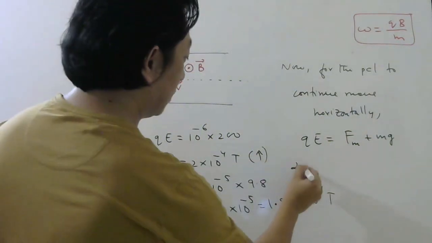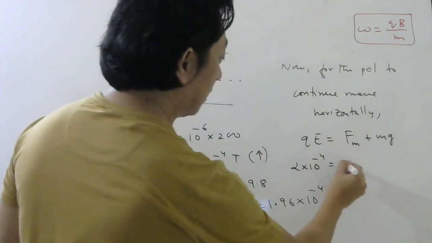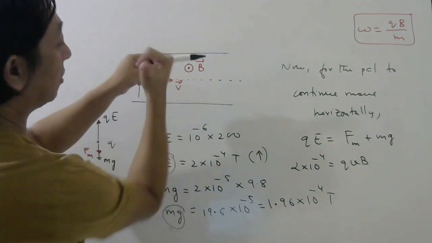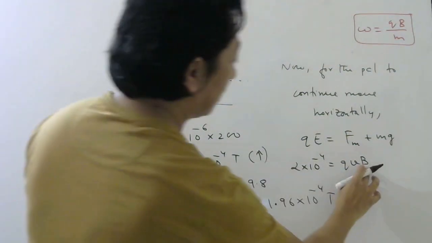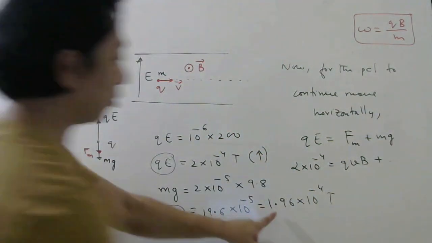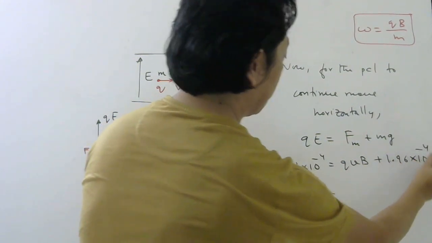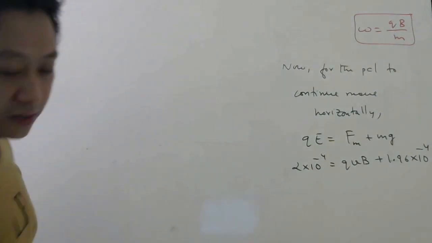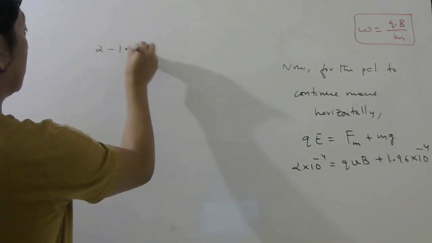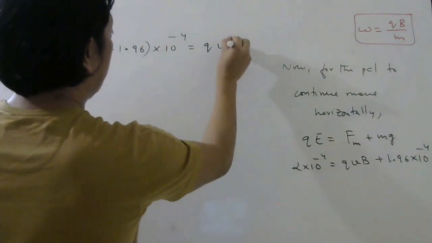QE is 2 into 10 power minus 4, right? Magnetic force formula is QVB. What is the angle? Velocity is here, magnetic field is out, so angle is 90 degrees. So sine 90, no need to write, plus mg. Mg we calculated, right? 1.96 into 10 power minus 4. Let us bring 1.96 this side. So it will be 2 minus 1.96 into 10 to the power minus 4 equal to QVB.